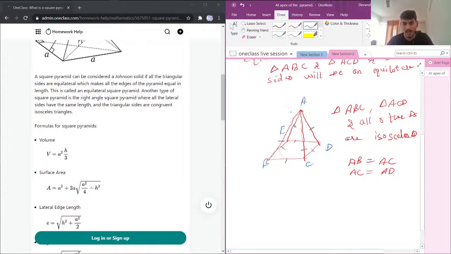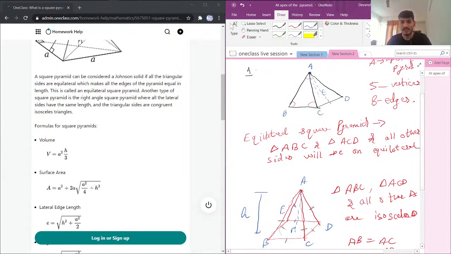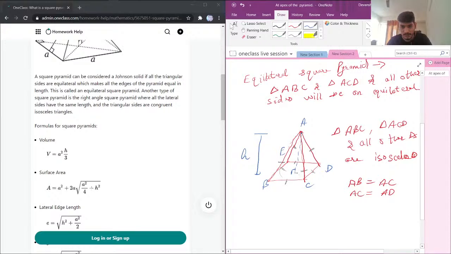Now talking in terms of height, if we draw one line from the apex point and join it with the triangle, then we get the slant height. So let's say this point is small a, and this is small b. In this case my small a small b is the height and my slant height is small a.